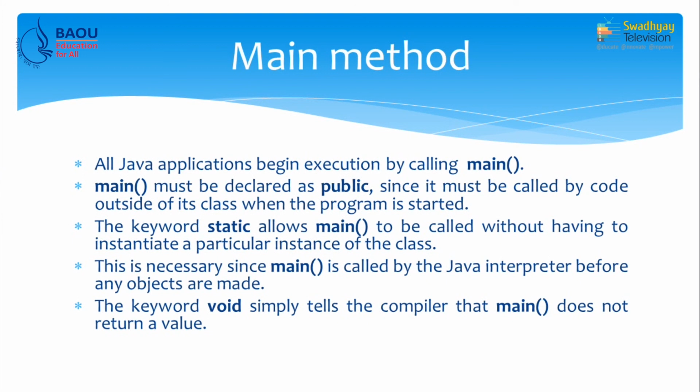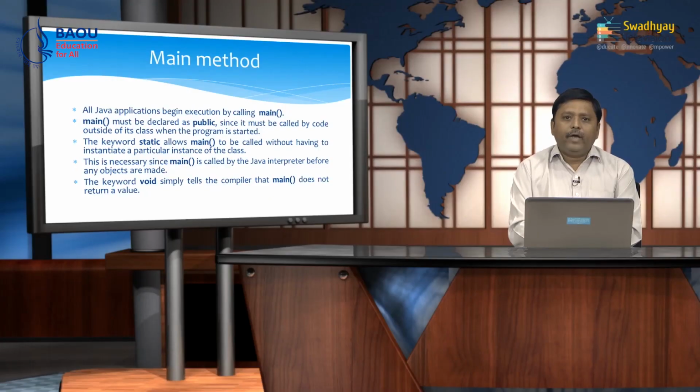Static allows main to be called without having to instantiate a particular instance of the class. In simple words, we can call the main method by the name of the main class without creating an object of the main class. We discuss static methods and the static keyword later on, but right now we can remember that the main method can be called without creating an object of the main class. Now, void tells the compiler that main does not return a value. So, we discussed three keywords used along with the main method: one is public, another is static, and another is void.